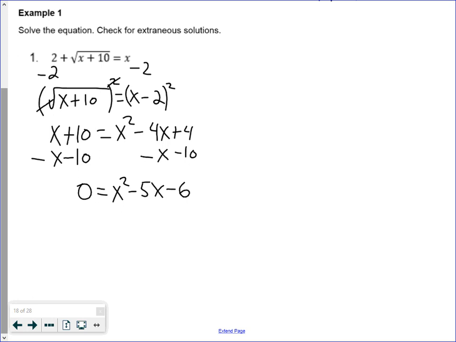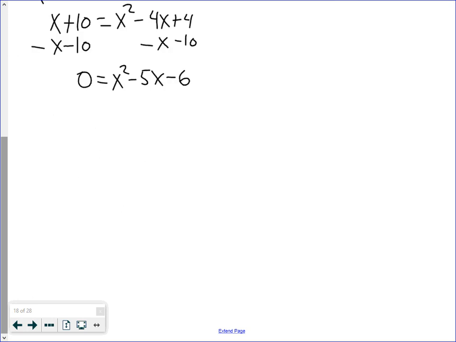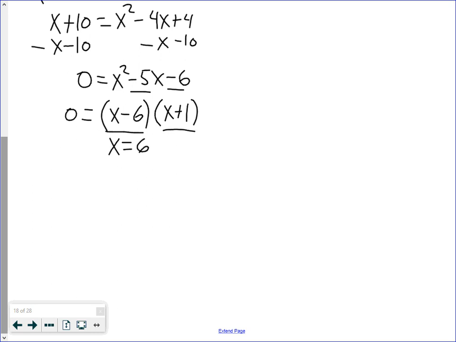Whenever we have a quadratic, we want to set it equal to 0 so we can actually solve it by factoring. So we're going to factor x squared minus 5x minus 6. We're going to look for factors of negative 6 that add up to give you negative 5. In this case, that's going to be negative 6 and positive 1, and that all equals 0. Negative 6 times 1 is negative 6, and negative 6 plus 1 is negative 5. So we factored our quadratic, and now we're going to set each factor equal to 0, and we get x equals 6 and x equals negative 1. So we have our 2 possible solutions of x.